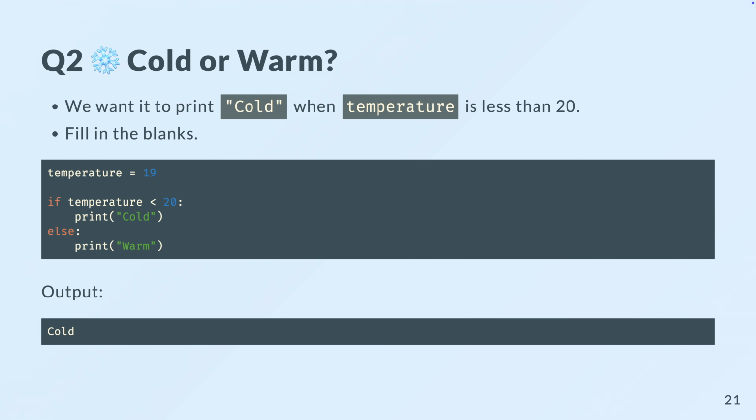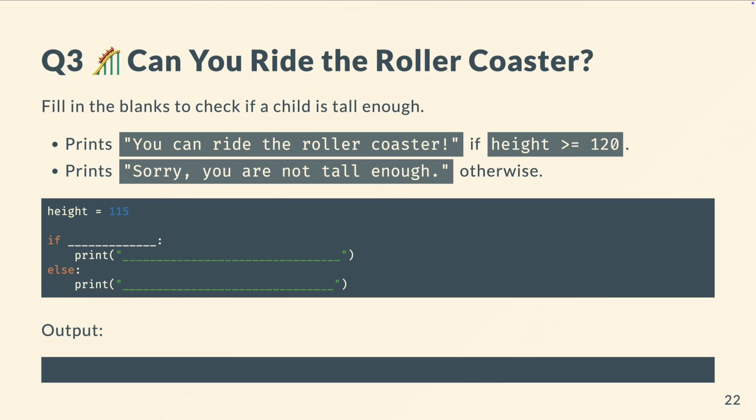The condition should be, temperature is less than 20. Since temperature is 19, 19 is less than 20. So the condition is true. Python prints, cold. Now, question 3. Height is 115. We want to print, you can ride the roller coaster, if height is greater than or equal to 120. Otherwise print, sorry, you are not tall enough. Fill in the blank condition and the two messages. Pause and write the missing parts.